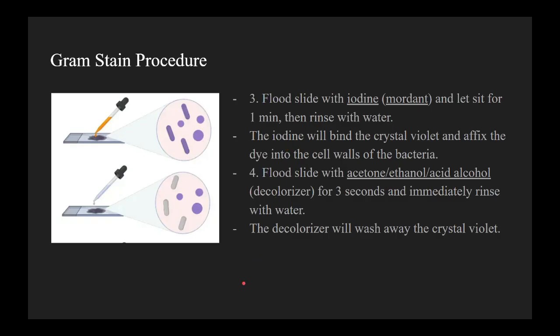All right, so after we do that, now we're going to do the decolorization step. We're going to add either acetone, ethanol, or acid alcohol. Ethanol is pretty much normal alcohol in the lab. Acetone is, you know, like nail polish remover, right? It's that chemical. Acid alcohol is just a mix of ethanol and some hydrochloric acid. We'll put it on the slide briefly for 3 seconds and then immediately rinse it off with water. This decolorizer will wash away the crystal violet, but not in all the cells.